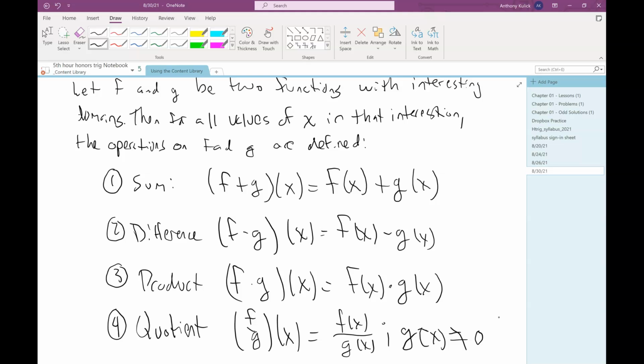Difference. So in this preamble here, it says f and g be two functions with intersecting domains. Why do they have to have intersecting domains? So the start of our definition here says let f and g be two functions with intersecting domains. Why do we need that intersecting domain part?